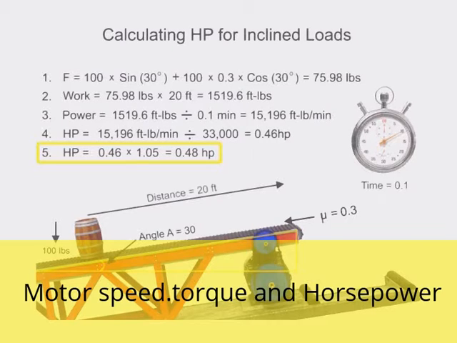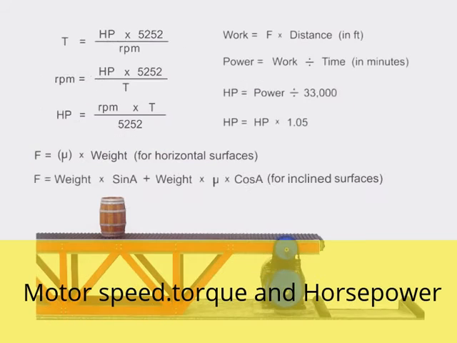With this result, system designers can ensure the right size motor is available to operate the conveyor on an incline. As expected, it takes a stronger motor to move weight up an incline than on a horizontal surface.